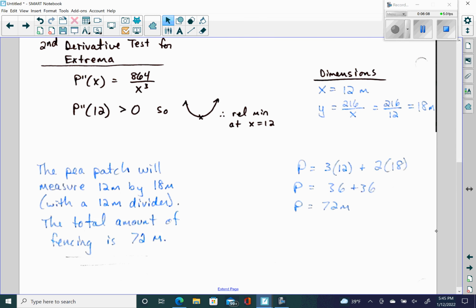So the pea patch will measure 12 meters by 18 meters with a 12-meter divider. The total amount of fencing would be 72 meters. And that's just finding all of the perimeter here plus the section where we divide the patch.